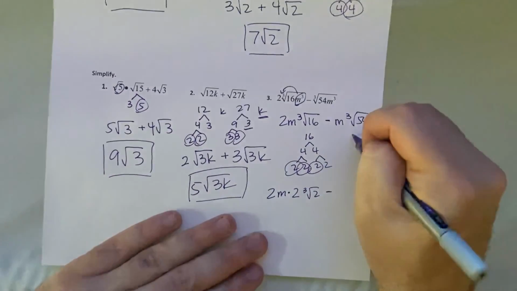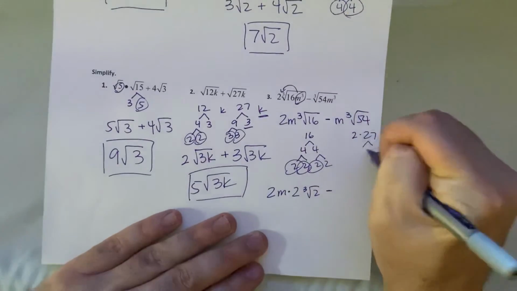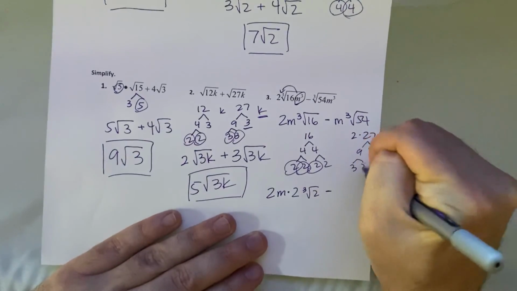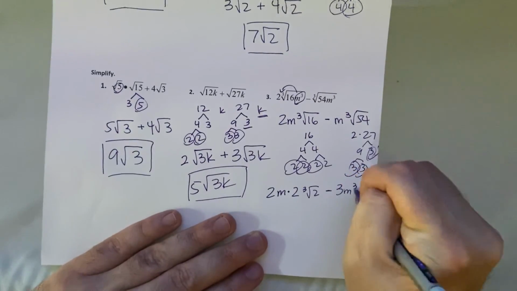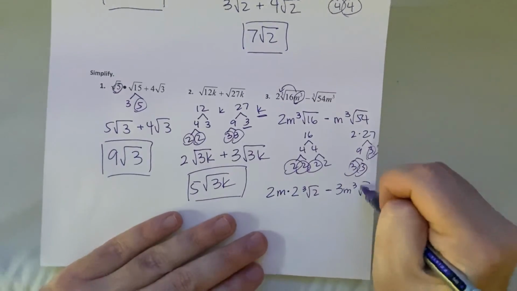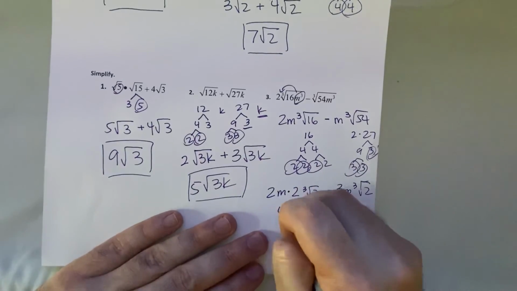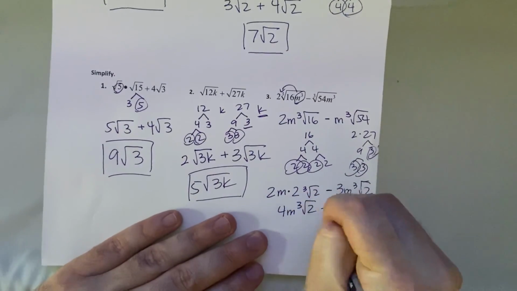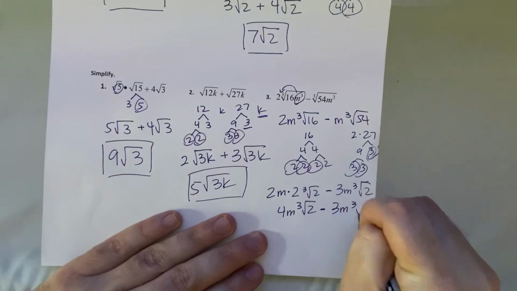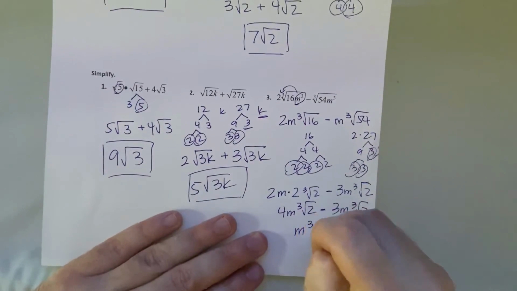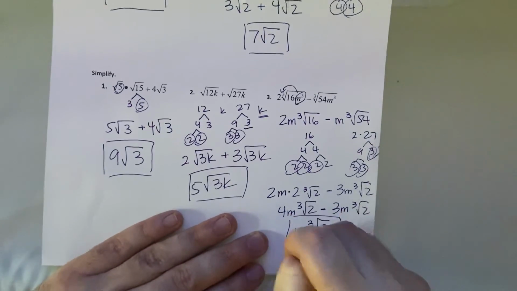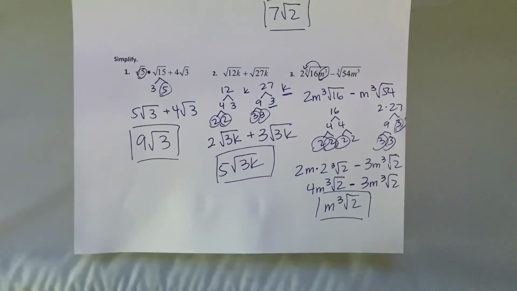Here, 54 is 2 times 27, which is 9 times 3, 3 times 3, so a 3 gets out. So minus 3m times the cube root of 2. And again, my root matches now. Now 2 times 2 is 4, so we have 4m cube roots of 2, minus 3m cube roots of 2. 4m minus 3m is 1m, so it's m times the cube root of 2. That's really all for 10.3 and 10.4.